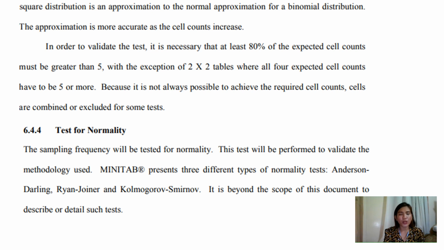6.4.4 Test for normality. The sampling frequency will be tested for normality. These tests will be performed to validate the methodology used. Minitab presents 3 different types of normality test: Anderson-Darling, Ryan-Joiner, and Kolmogorov-Smirnov. It is beyond the scope of this document to describe or detail such tests.